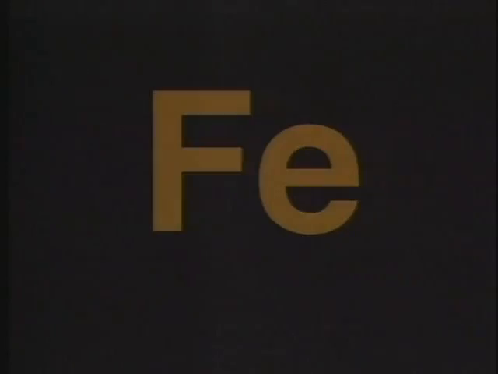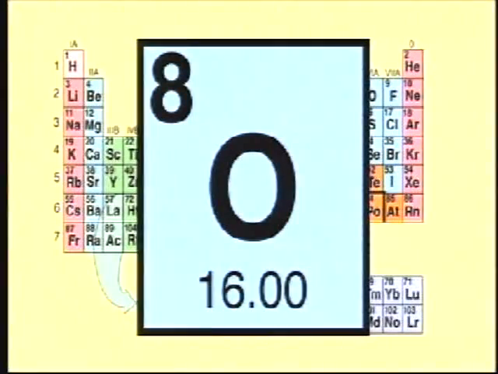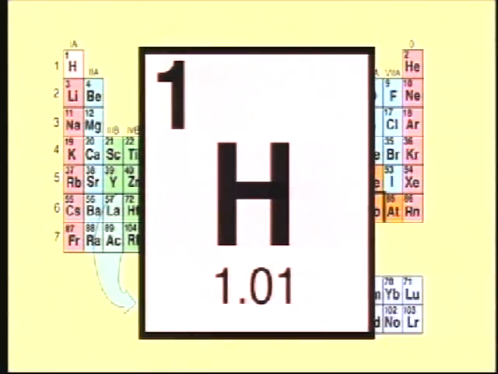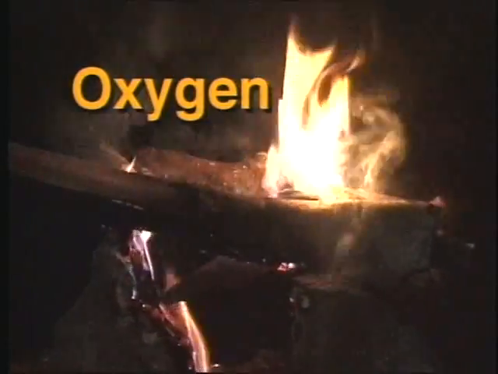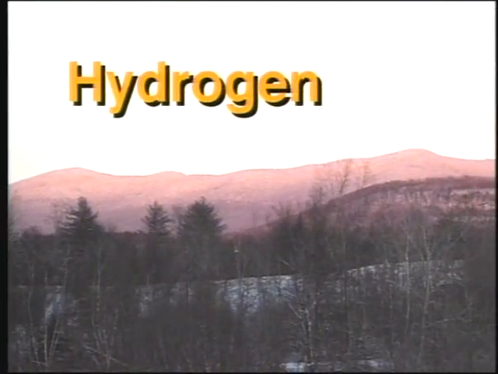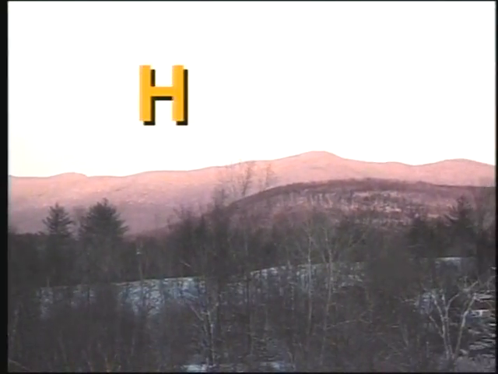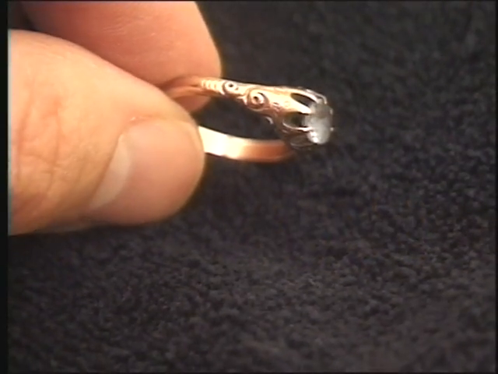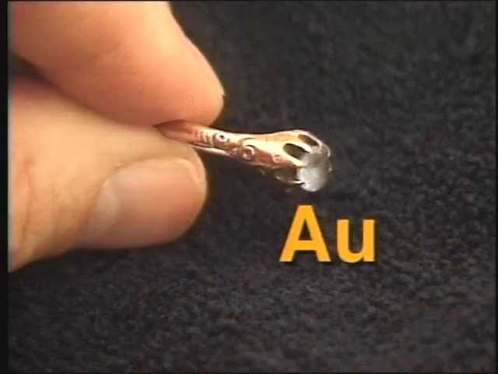Over many years, scientists have developed symbols for the elements. A chemical symbol is 1 or 2 letters that are used to represent the name of an element. You might already know some chemical symbols. For example, oxygen, the gas that fuels fire, is symbolized by the letter O. Hydrogen, a gas found in the air, is symbolized by the letter H. And the gold found in this ring is symbolized by a capital A and a small letter U.